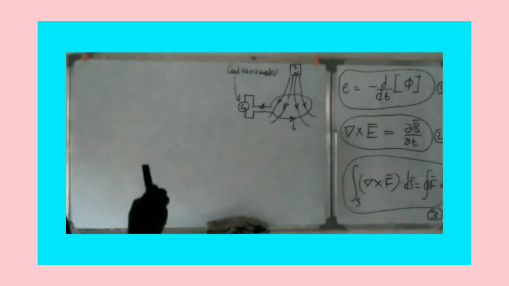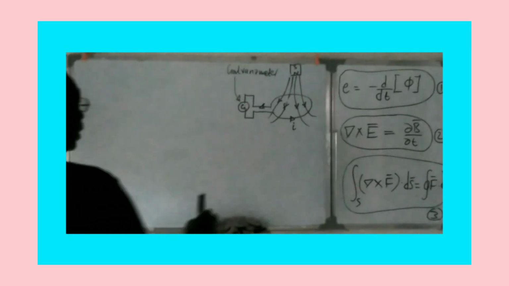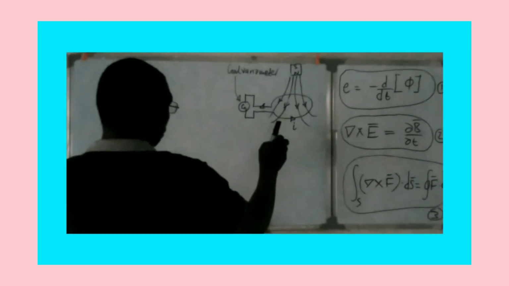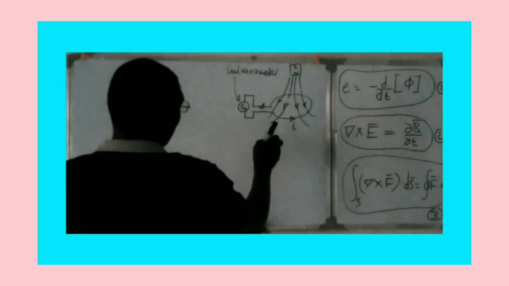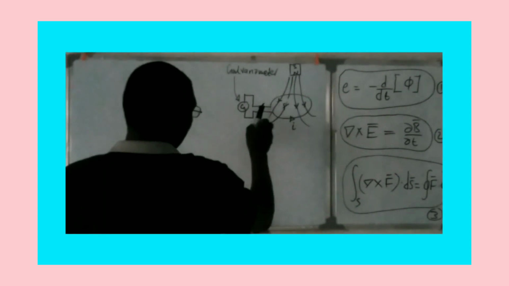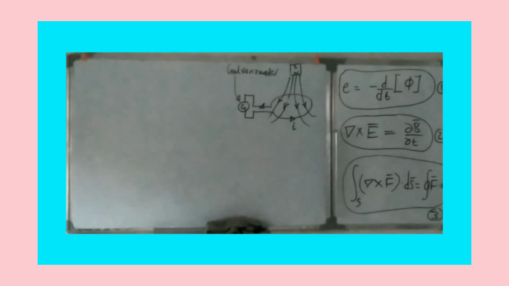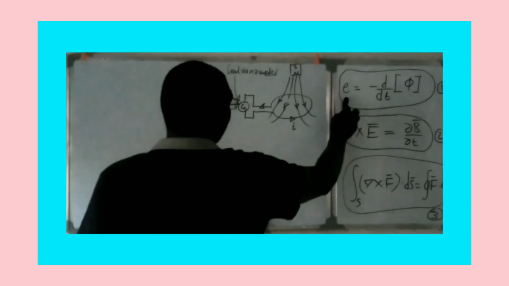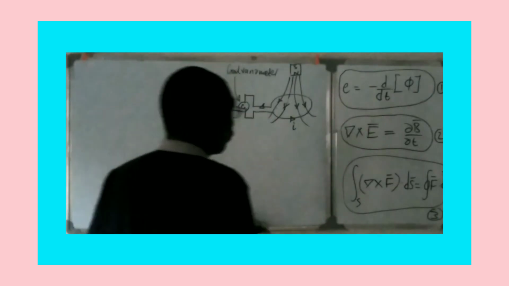Now, according to Michael Faraday, whenever there is a change of flux, an EMF is induced. In this case, an EMF will be induced, which will push current in the direction as shown here. Now, the magnitude of that EMF is what is given by this equation here. E is equal to minus d dt of phi, magnetic flux.